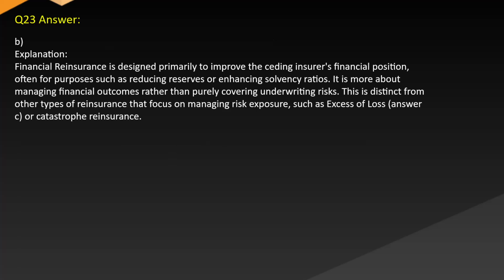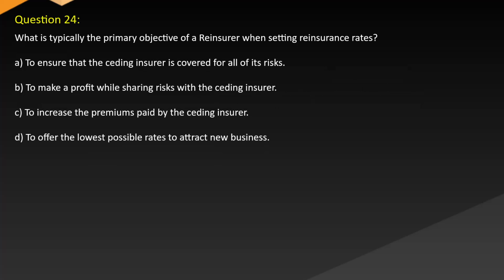Answer: B. Explanation. Financial reinsurance is designed primarily to improve the ceding insurer's financial position, often for purposes such as reducing reserves or enhancing solvency ratios. It is more about managing financial outcomes rather than purely covering underwriting risks. This is distinct from other types of reinsurance that focus on managing risk exposure, such as excess of loss, Answer C, or catastrophe reinsurance.